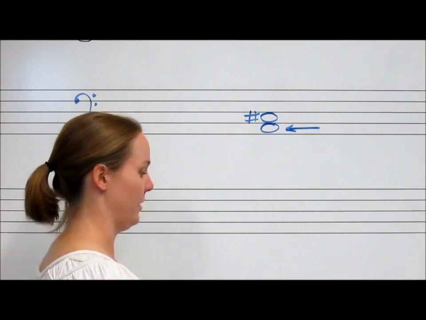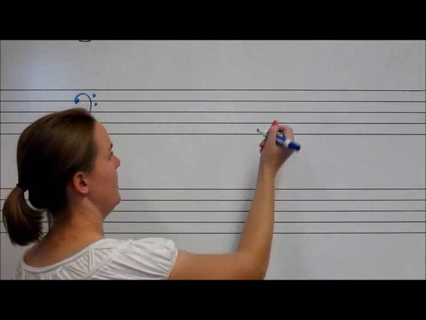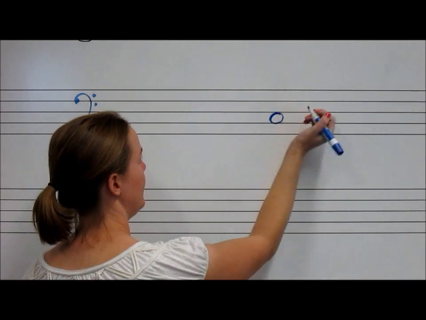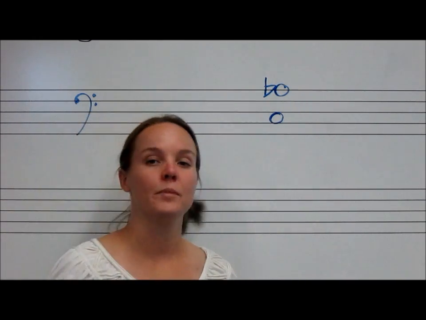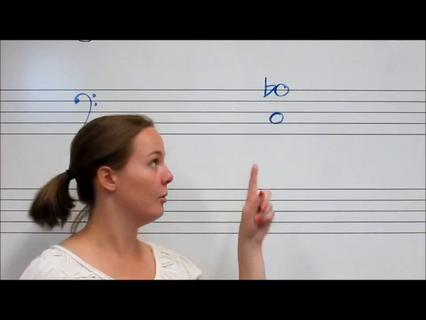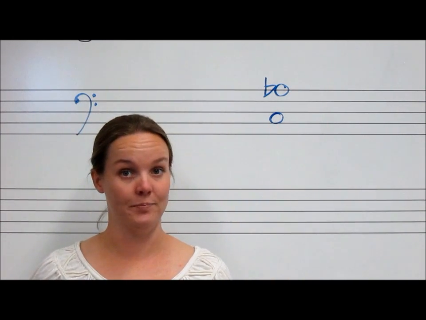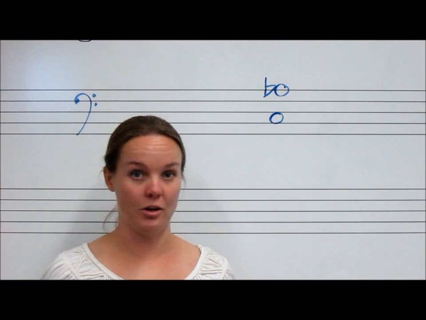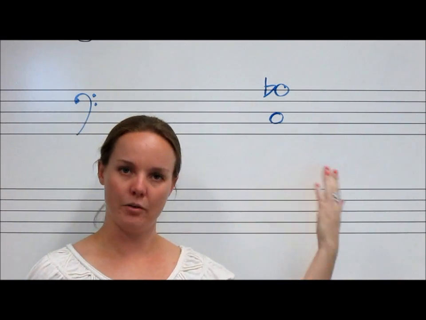So let's try a different example. Let's say we're going from C up to A flat. So we're going to pretend that we are in the key of C. So think about your key signature for C. There are no sharps or flats at all. Now we know that this is the interval of a sixth simply by counting up.